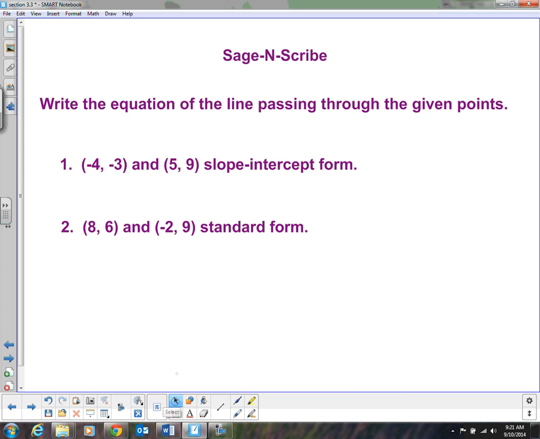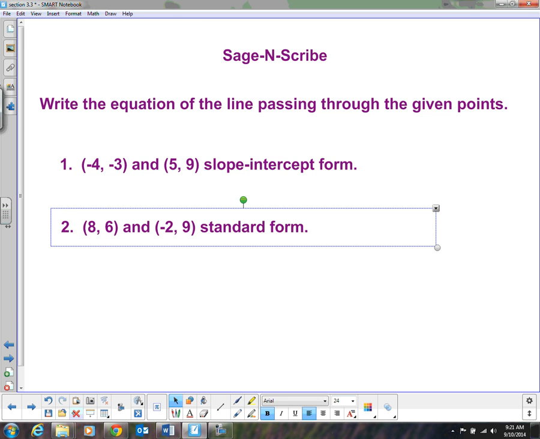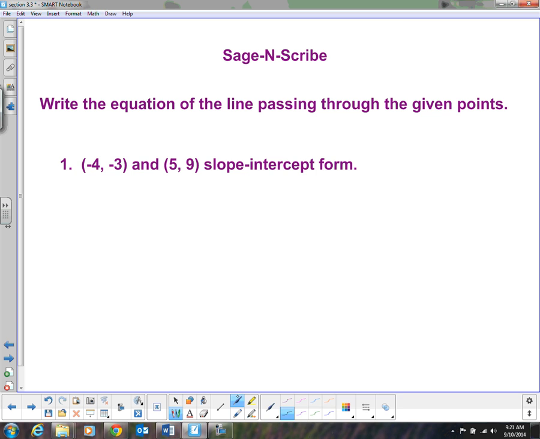Let's just do one in both forms. How's that? So I want this in A, slope-intercept, B, standard. Next page.